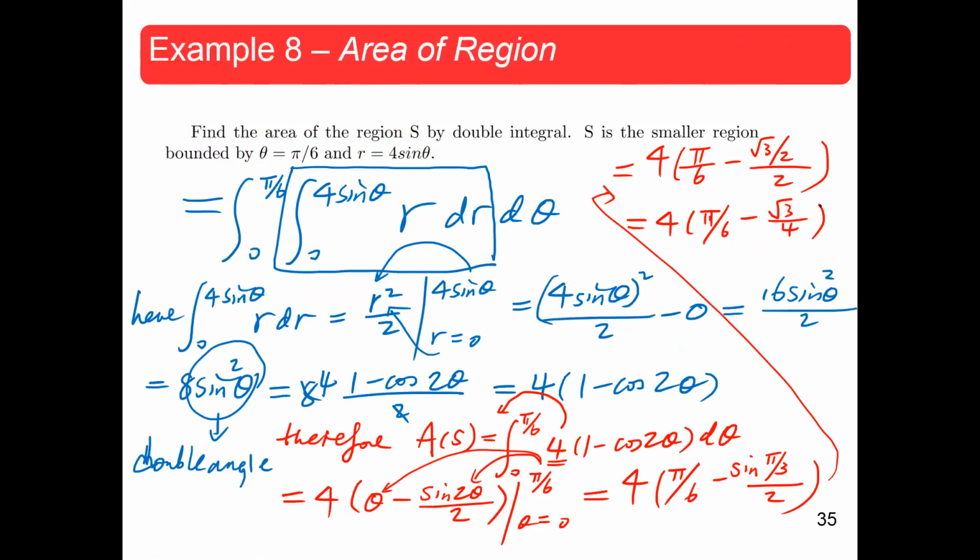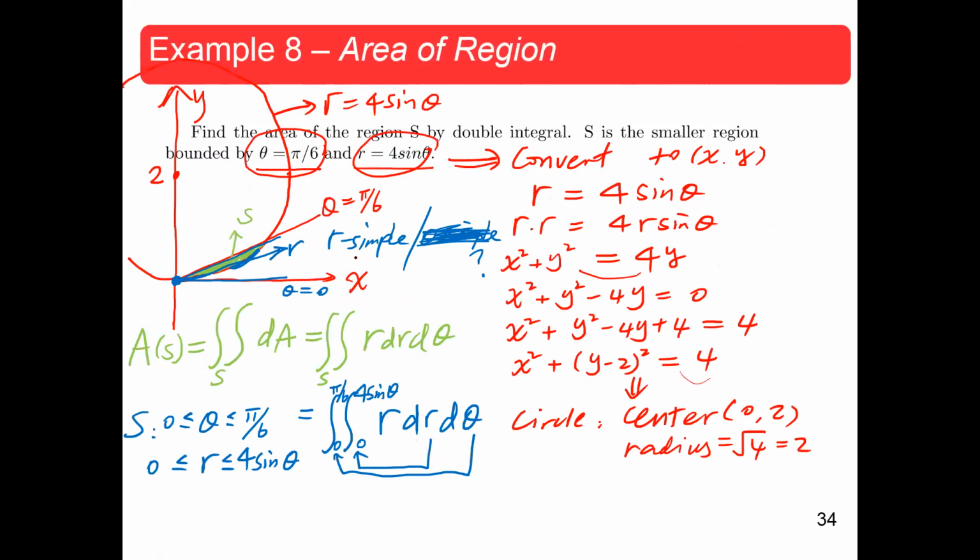But anyway, this expression is just the area of that little piece in green. It's going to be this area. So it's the area bounded between theta equals pi over 6, which is a straight line, and the circle r equals 4 sine theta.